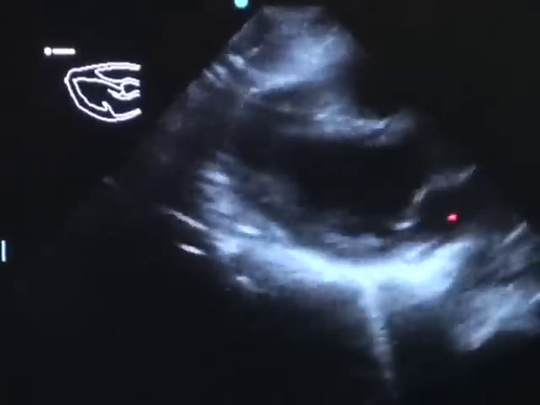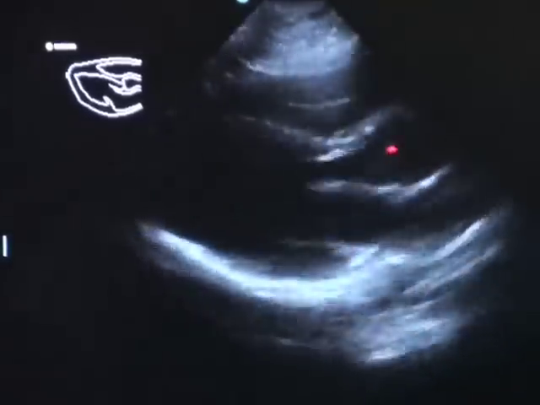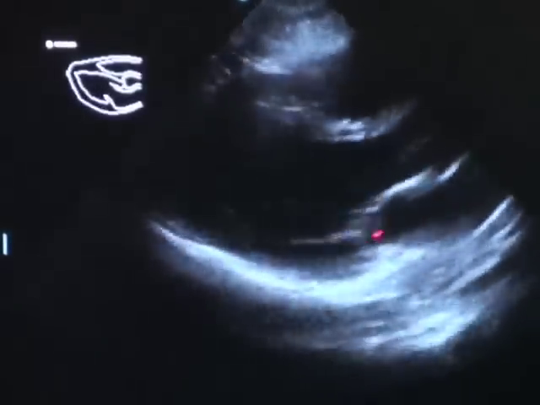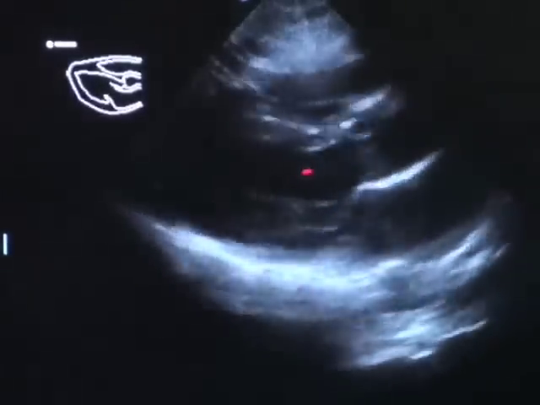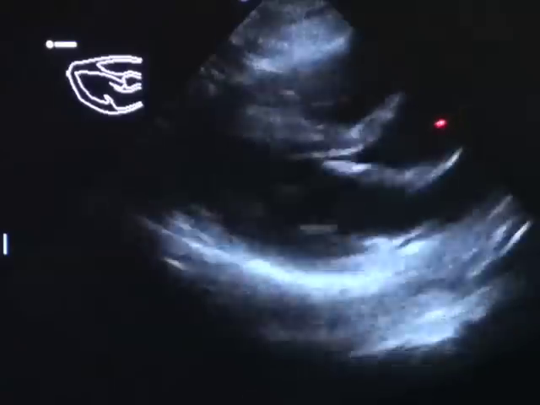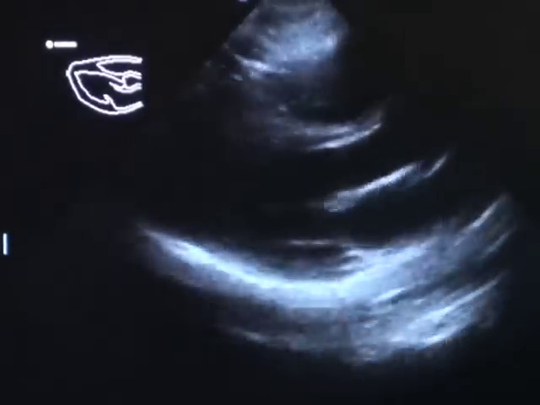If we move down to the receding edge, we can see the left atrium. It's going to be posterior to the ascending aorta. It goes through the anterior and posterior leaflet of the mitral valve into the left ventricle, and the blood flows out through the aortic outflow tract.